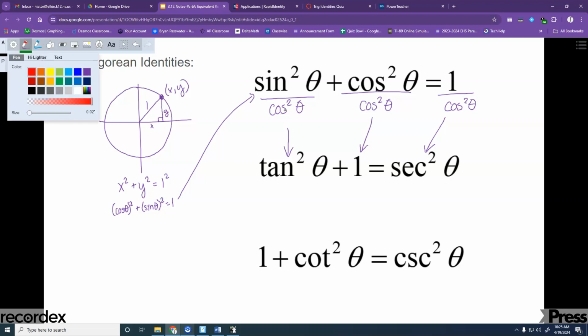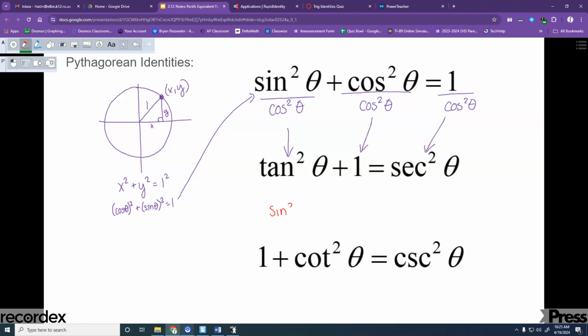Let me switch colors here. Let's start with sine squared theta plus cosine squared theta equals 1 again. What if instead of dividing by cosine, I divide by sine? If I divide by sine squared theta here and sine squared theta here and sine squared theta here. What is sine squared divided by sine squared? 1. That's this, right? Cosine squared divided by sine squared, cotangent squared, and 1 over sine squared is cosecant squared, right?